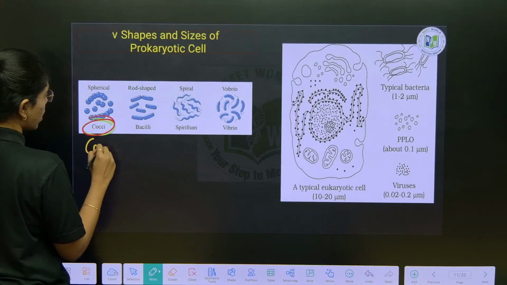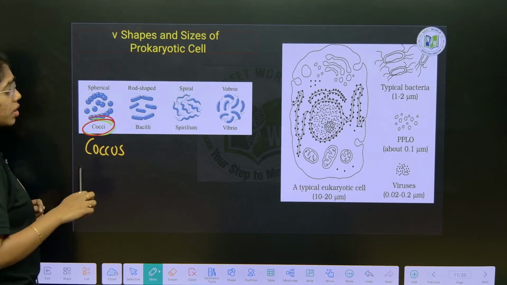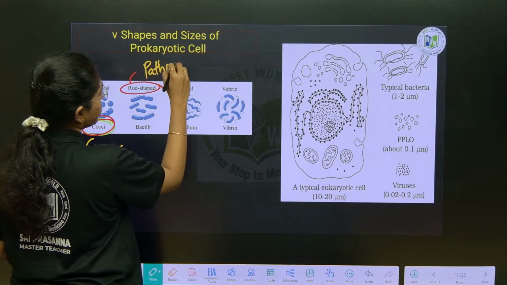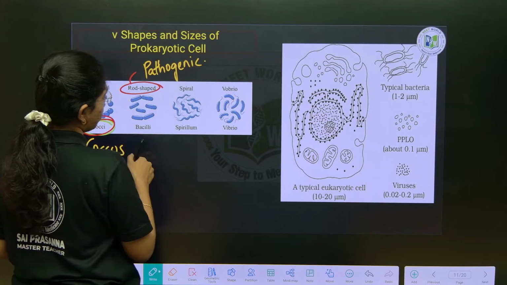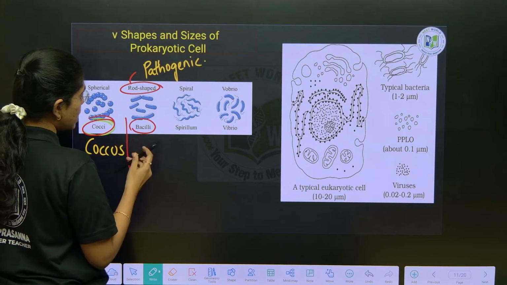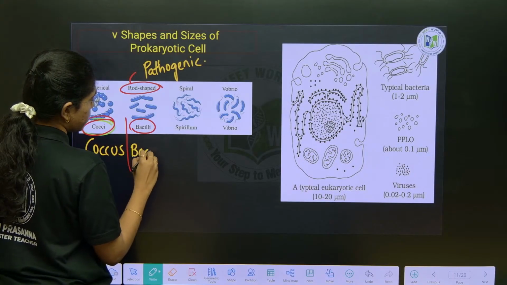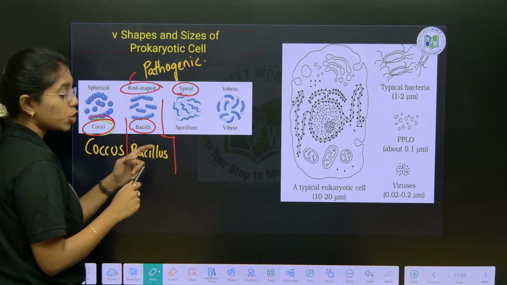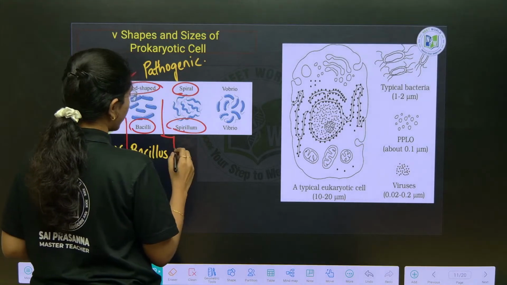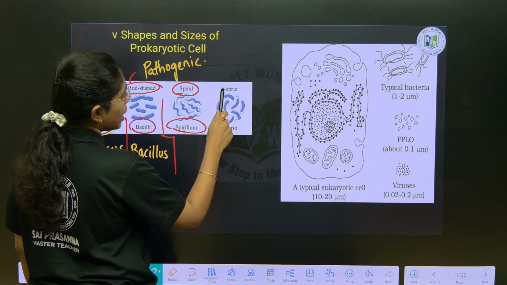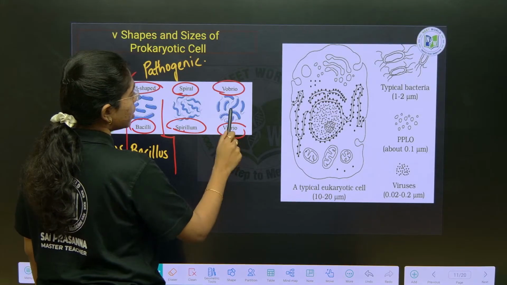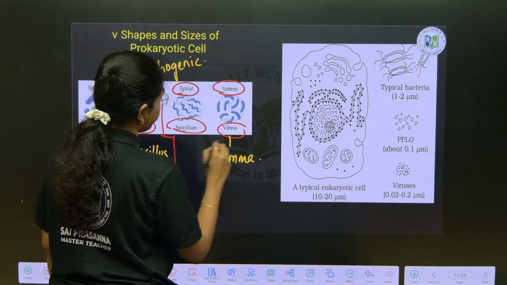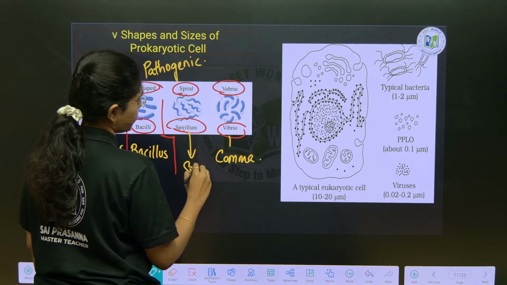Singular it is coccus. Rod shaped bacteria, these are mostly pathogenic bacteria. They are bacilli, and the singular form is bacillus. Next is spiral shaped: spirillum is singular and spirilla is plural. Next, vibrio and vibrium, these are comma shaped bacteria.